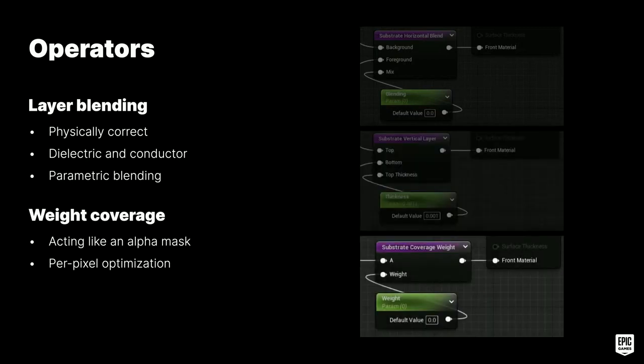Finally, the weight coverage node works similarly to an opacity layer, where you will be able to change the opacity of a specific slab, and it also works per pixel. This is very useful, as you could remove the entire slab from the material evaluation when the coverage is set to 0.